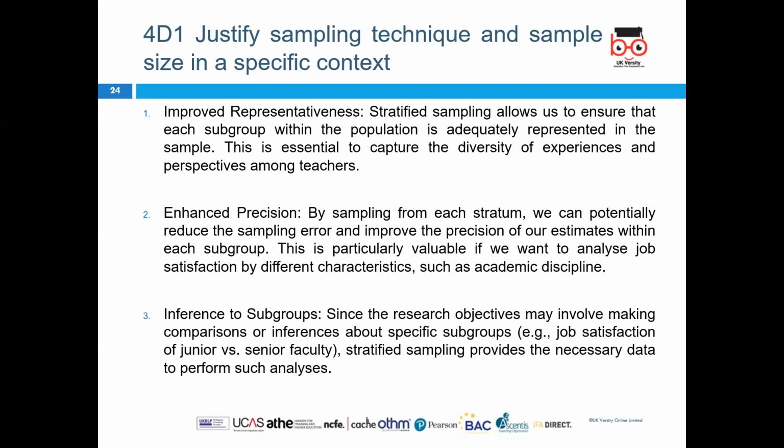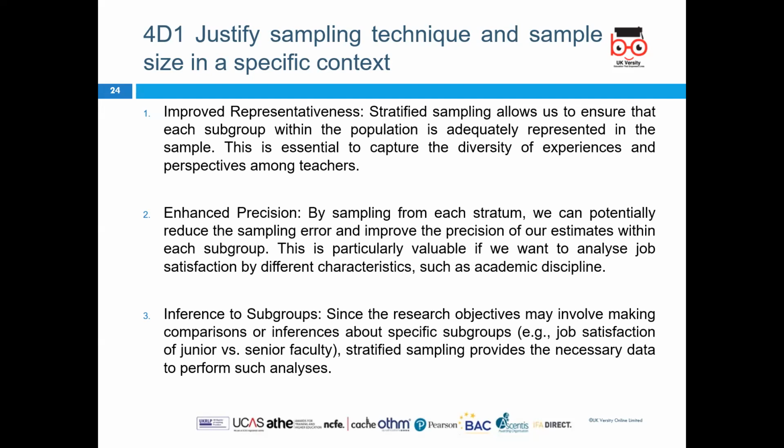Then there is improved representativeness. What this means is that stratified sampling allows us to ensure that each subgroup within the population is adequately represented in the sample. So this is essential to capture the diversity of experiences and perspectives amongst the teachers. The next thing is enhanced precision. By sampling from each stratum, we can potentially reduce the sampling error and improve the precision of our estimates within each subgroup. So stratified sampling provides higher precision. This is especially valuable when you want to analyze job satisfaction by different characteristics such as academic discipline.